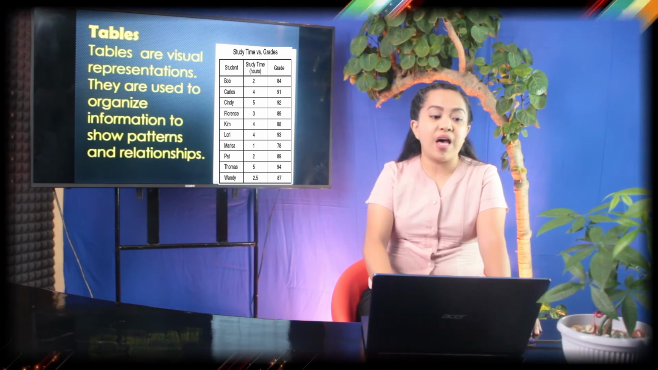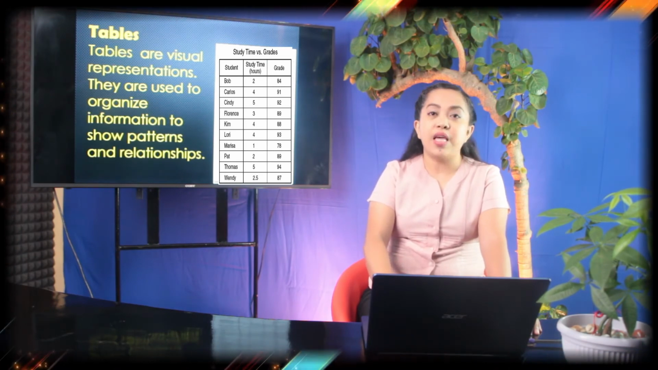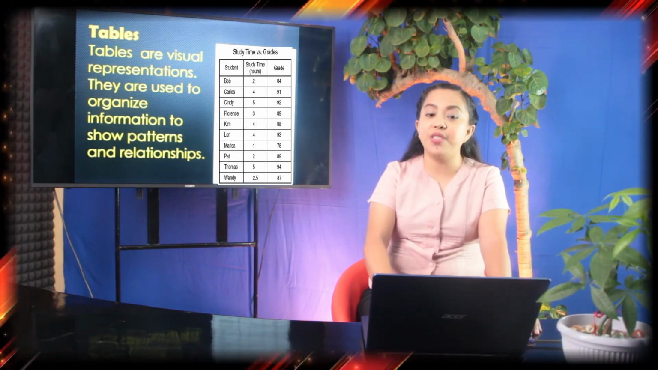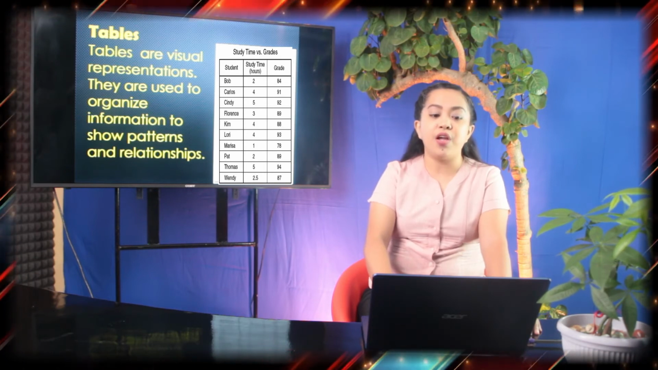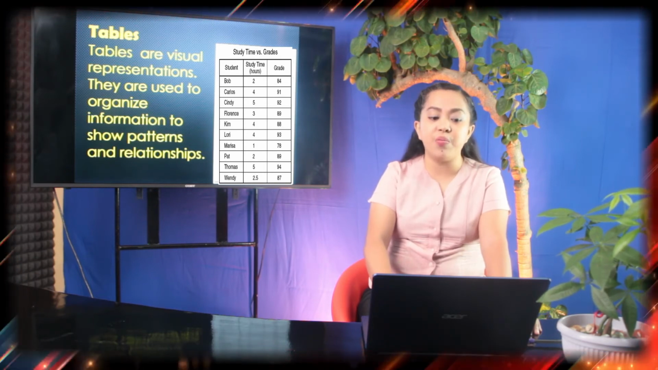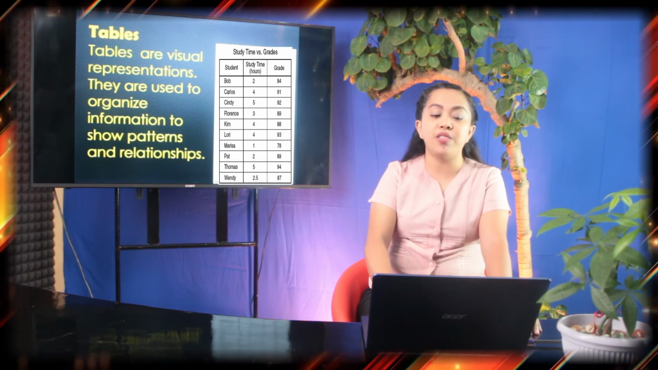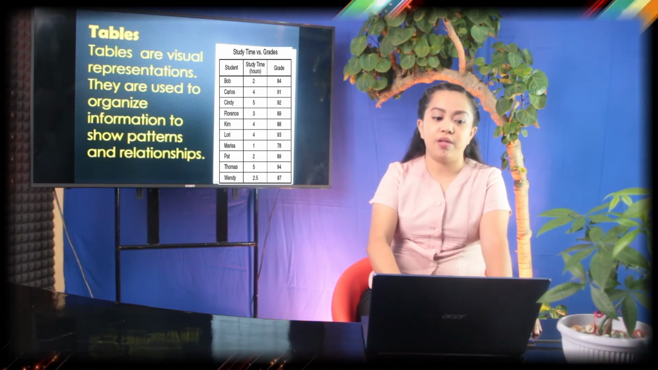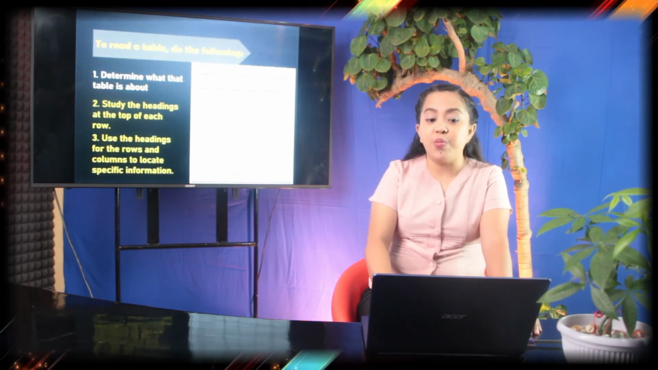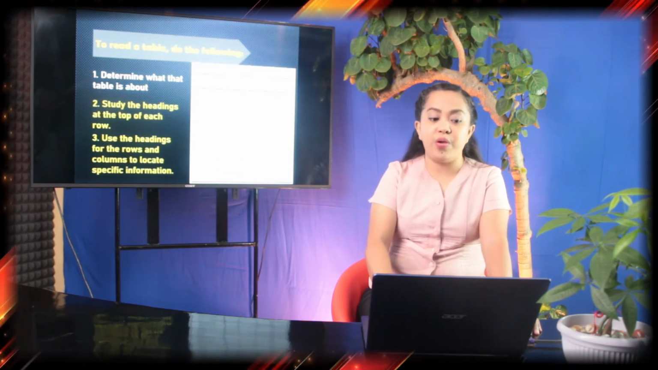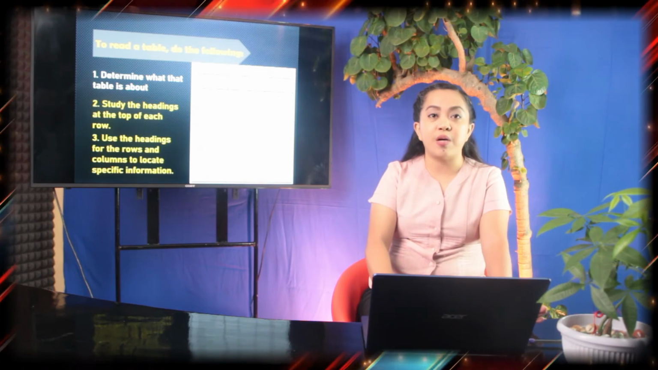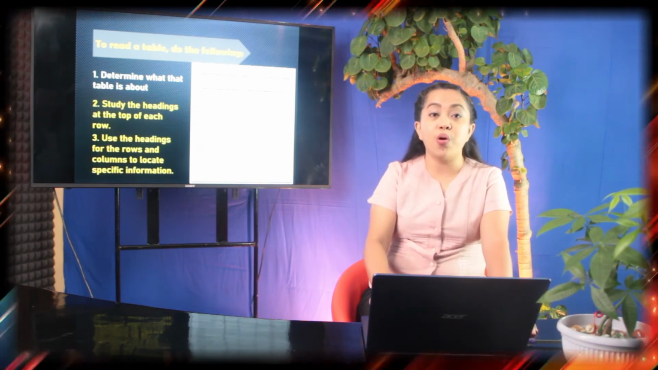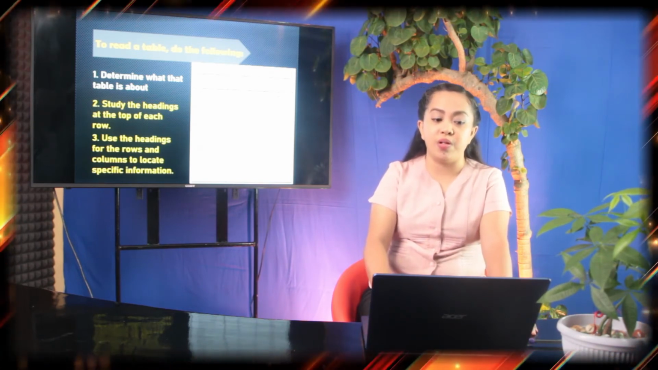Next, we have tables. Tables are visual representations. They are used to organize information to show patterns and relationships. To read a table, let's do the following. These are some steps to follow in order for us to read a table.